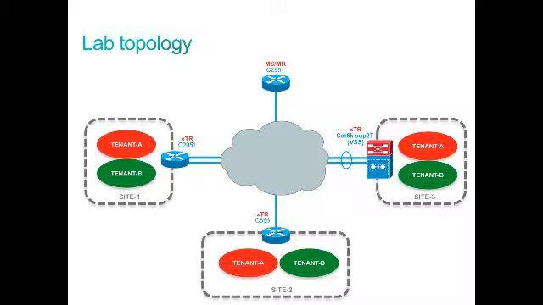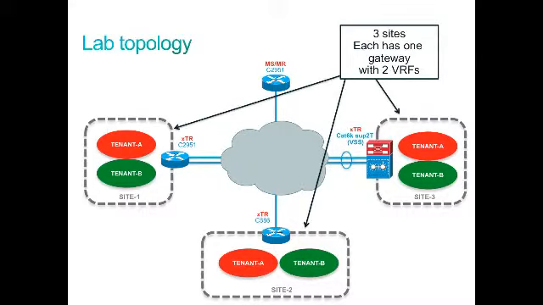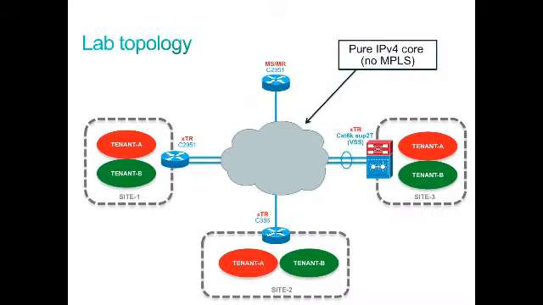On each site you have one default gateway configured with 2 VRFs, tenant A and tenant B. The core network interconnecting those sites is a pure IPv4 network. There is no MPLS, no VPN, nothing configured inside this network.